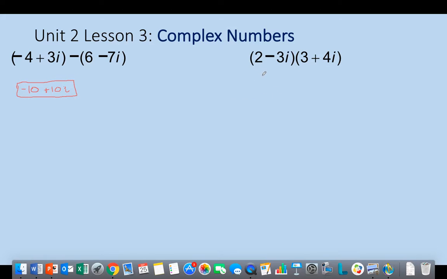All right, over here. Again, we're going to treat i like it was kind of a regular thing until we see something otherwise. So this is kind of like one of those standard FOIL things. I'm going to take 2 times 3, that's 6. 2 times 4i would be positive 8i. And then over here, I've got negative 3i times 3. That would be negative 9i.